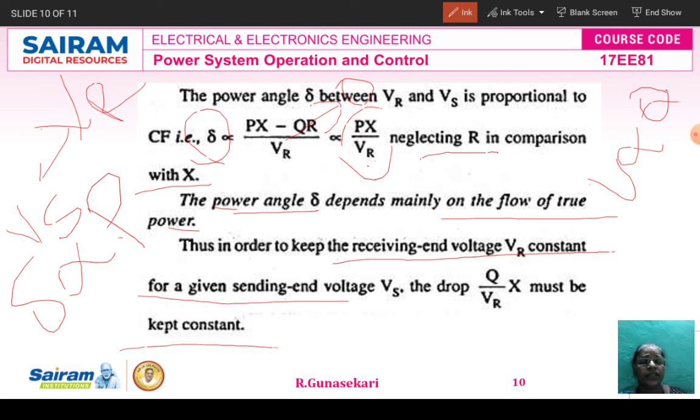Dear student, in this lecture video, you clearly understand what are the methods employed for voltage control, and what are the devices employed in the methods of voltage control in the power system. Then next, how the voltage depends on the reactive power. We are taking one simple three-phase system and drawing the phasor diagram. From this we can explain and prove that voltage mainly depends on the reactive power flow Q, but the power angle depends on the flow of true power, that is real power.